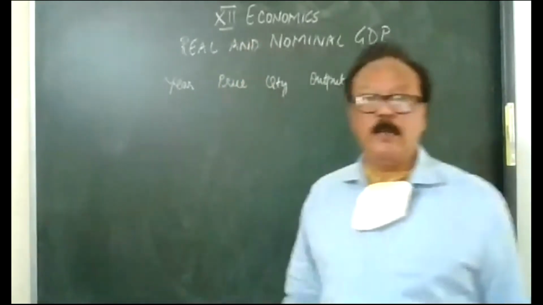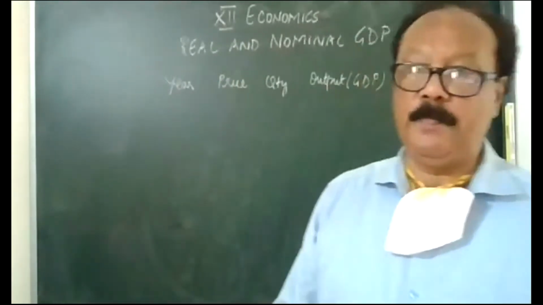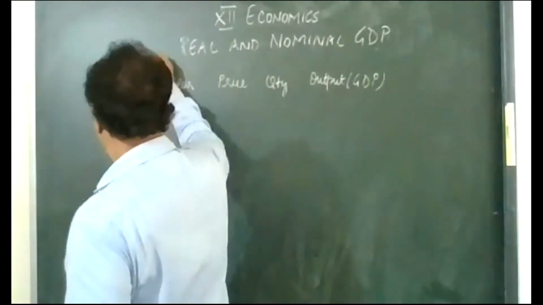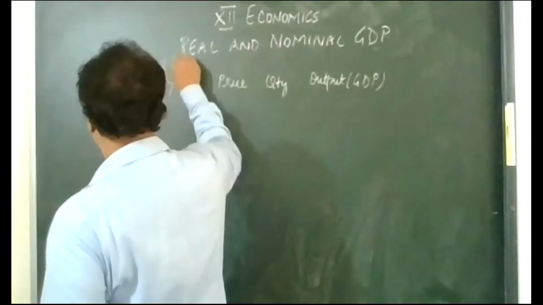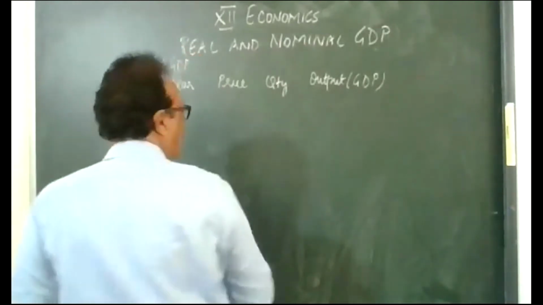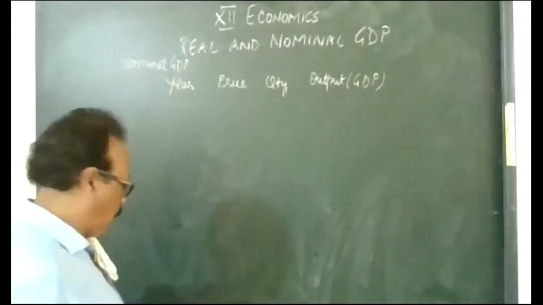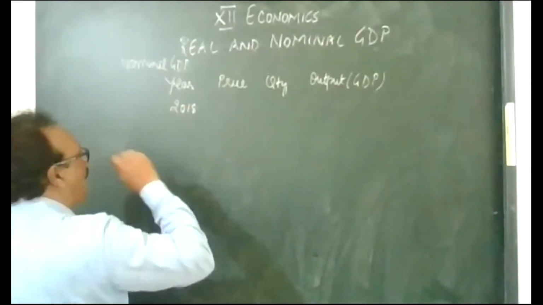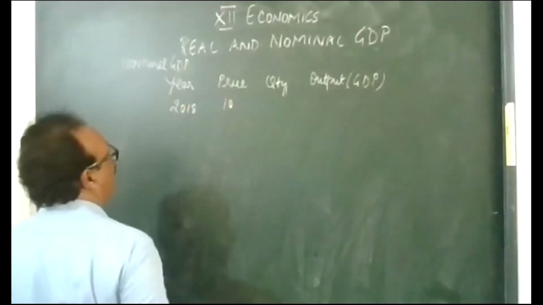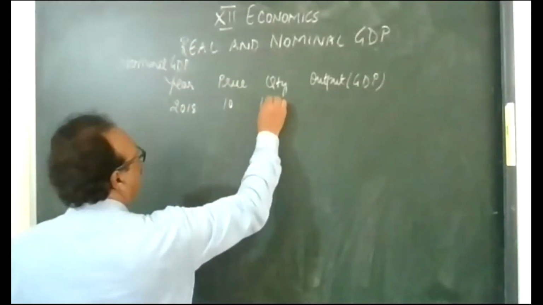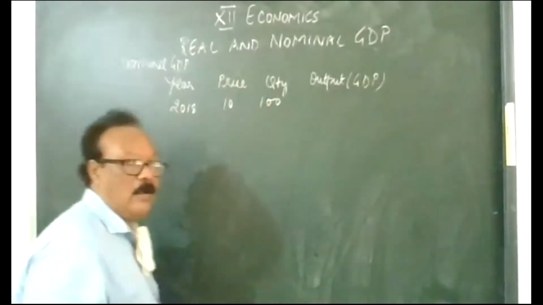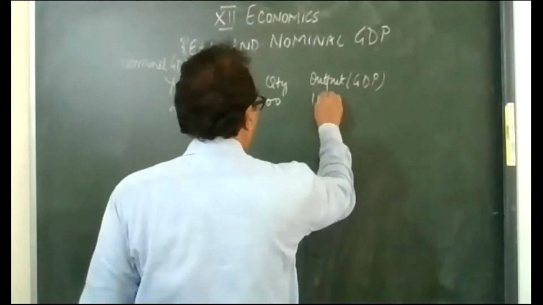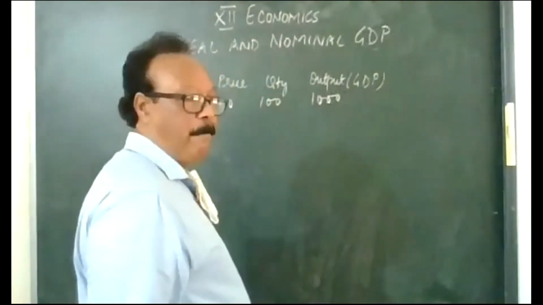Now this I am going to explain with an example. This is nominal GDP. Let's suppose in the year 2018, the price of the commodity was ₹10 and we were able to produce 100 quantity. So the output of the GDP for that year would be 1000, assuming.